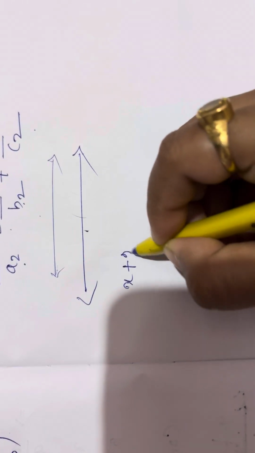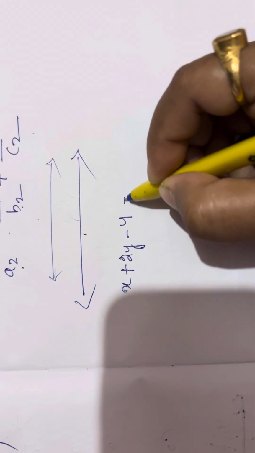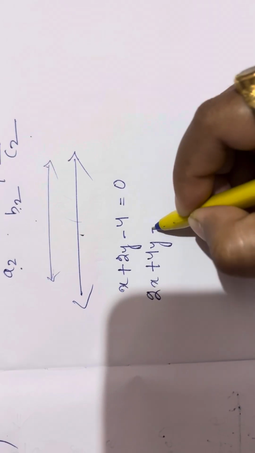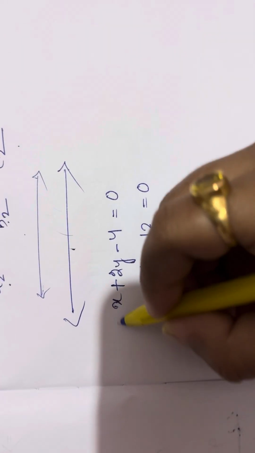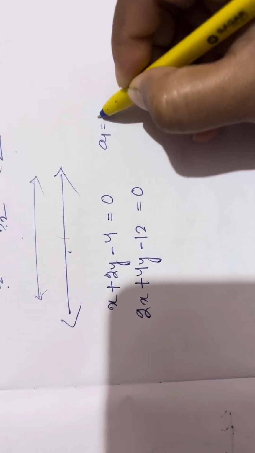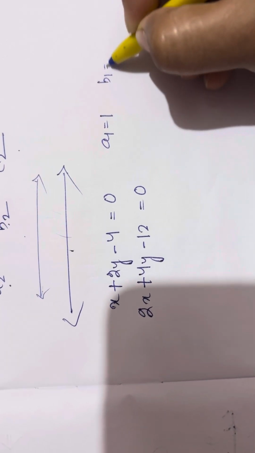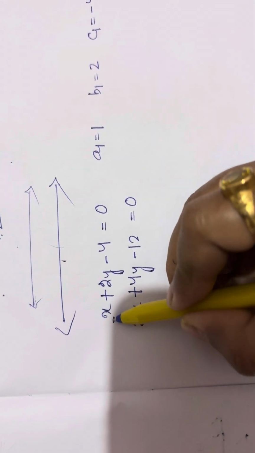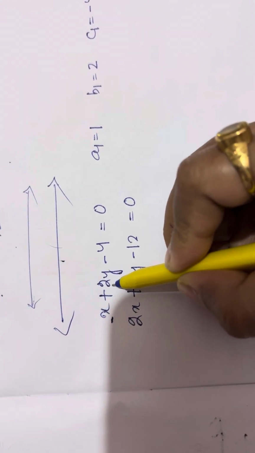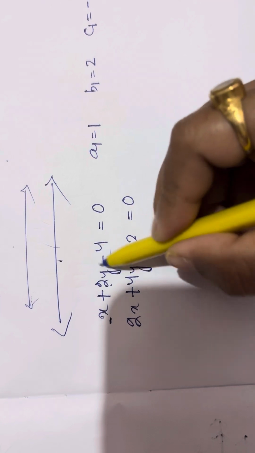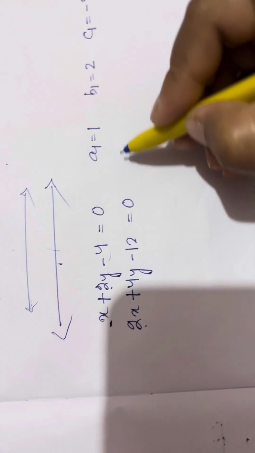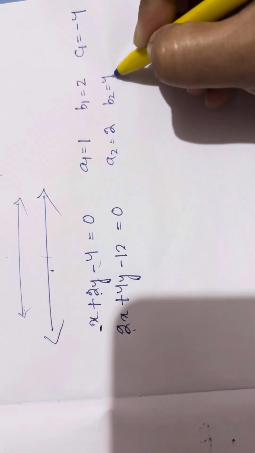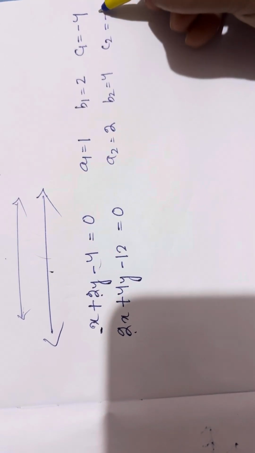x + 2y - 4 = 0, and 2x + 4y - 12 = 0. In the first one, a1 = 1, b1 = 2, c1 = -4. Then a2 = 2, b2 = 4 and c2 = -12.